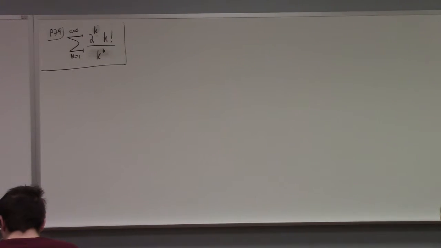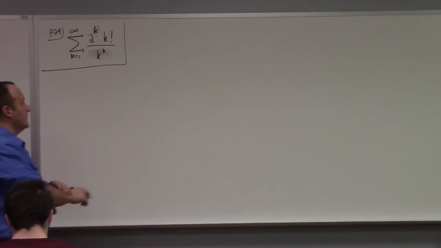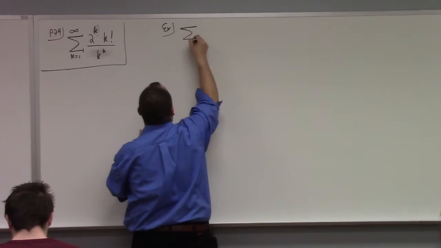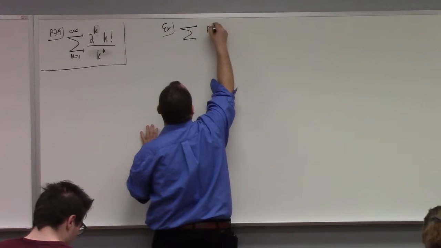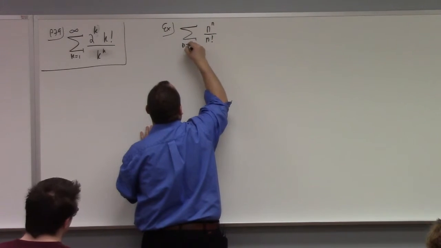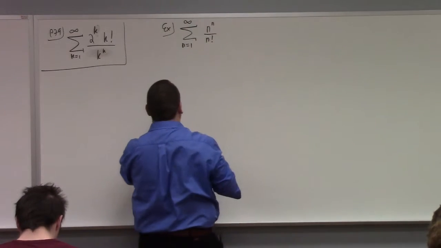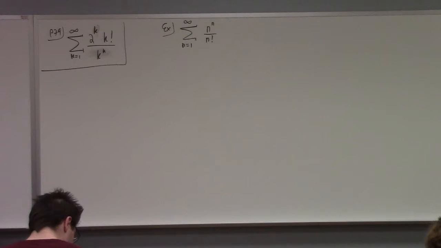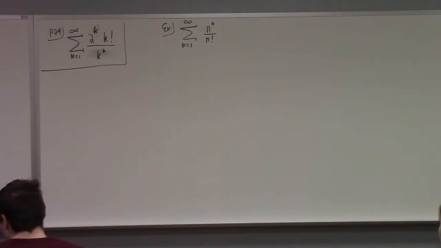Maybe we should try something slightly simpler. Let's try the sum of n to the n over n factorial. See if we can come to terms with that one. What do you guys think about this one? Is that another homework problem? What's that? It is? Or it's like it?